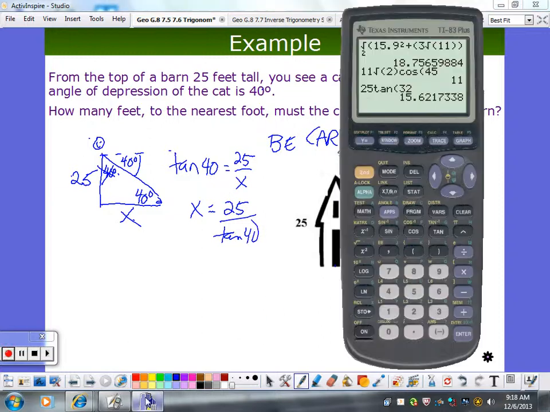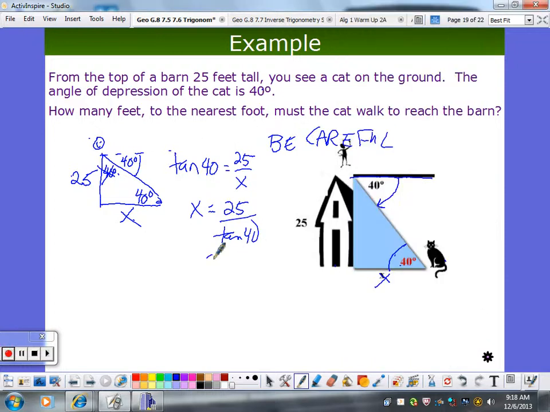And then, here it is. 25 divided by tan 40. About 29.79. Let's go back and read the question. What's my rounding? Nearest foot, so what's that going to be? 30 feet.